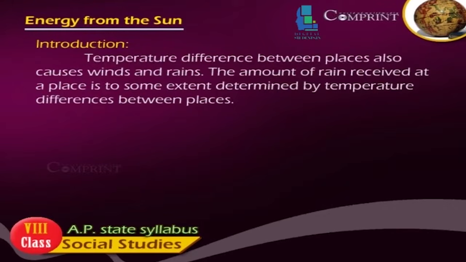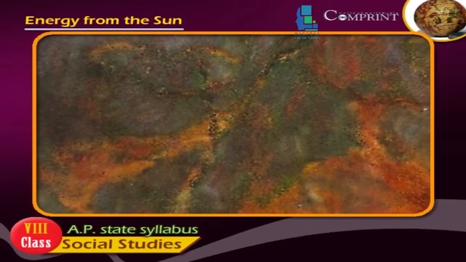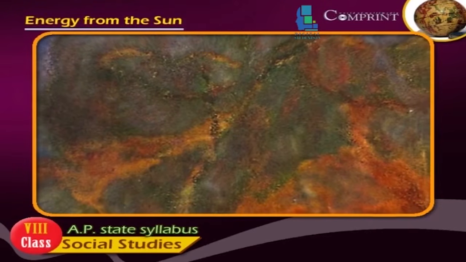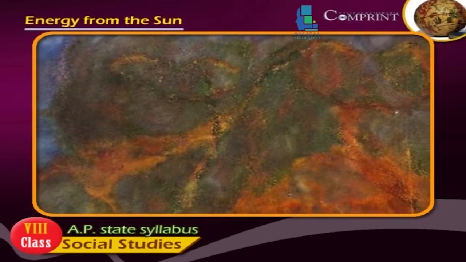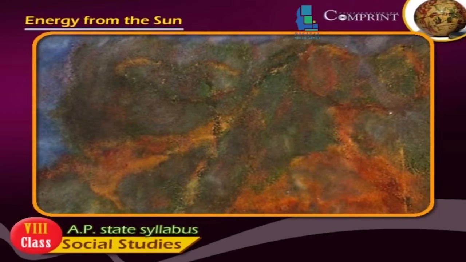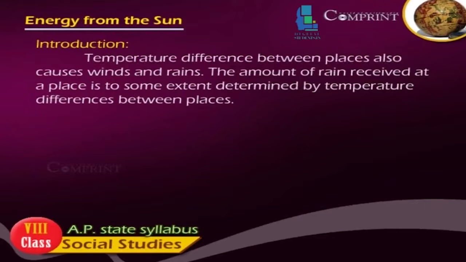Temperature difference between places also causes winds and rains. The amount of rain received at a place is to some extent determined by temperature differences between places.